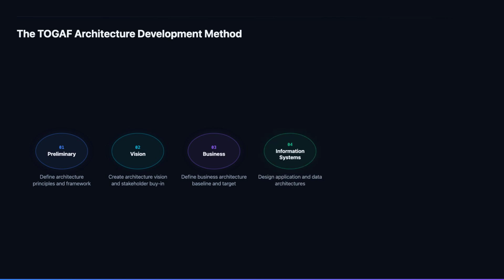This phase defines the application and data architectures needed to support the target business architecture. We specify the technology infrastructure that will host and support our information systems. Finally, we create implementation roadmaps and governance structures to guide the transformation journey.